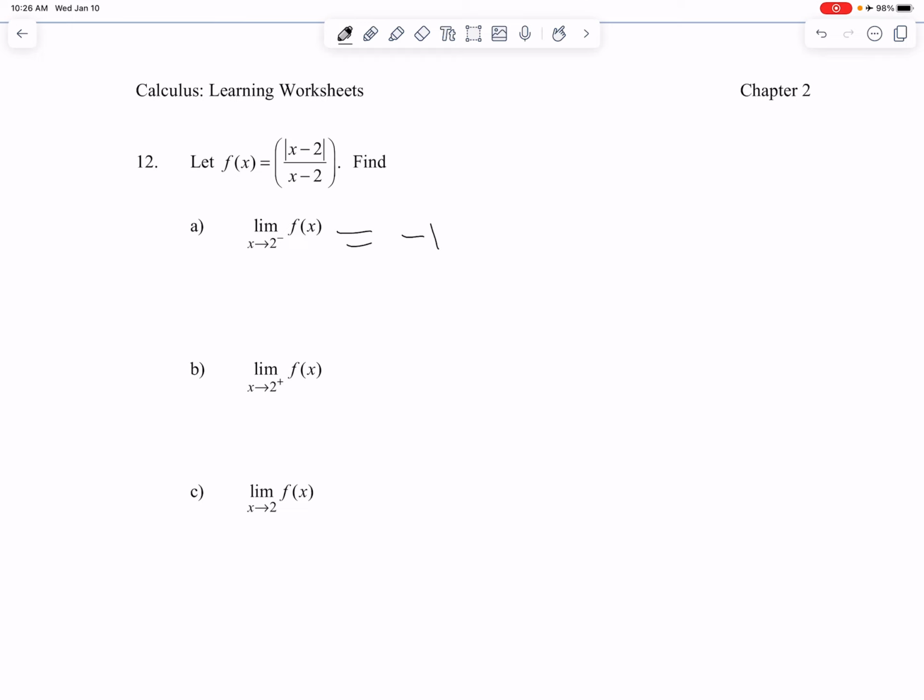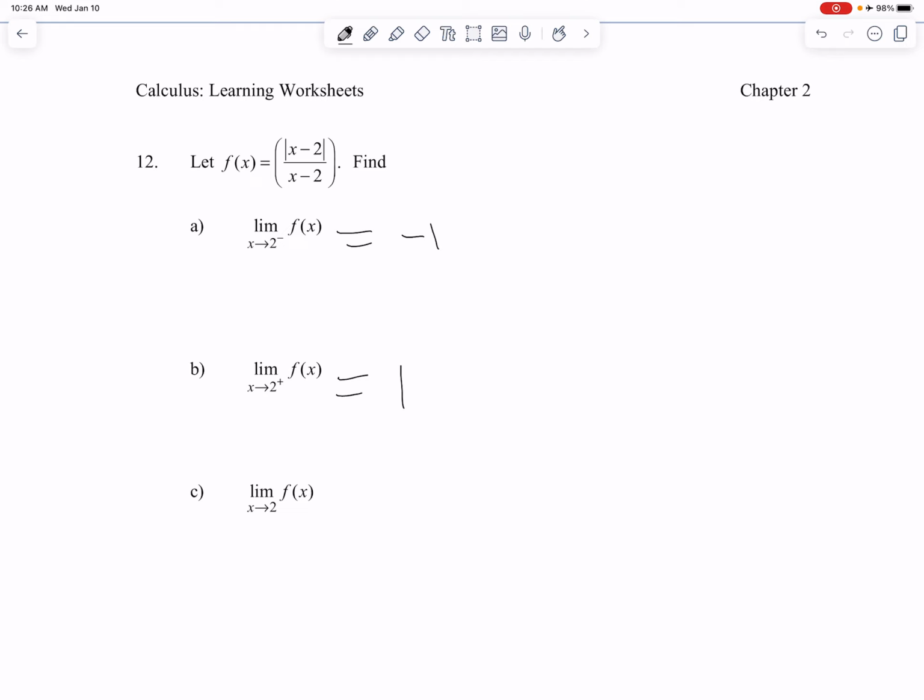Next, we're going to look at it from the right. So if we're going to 2 from the right, now we're looking at values that are greater than 2. Our numerator is going to be positive. It has that absolute value sign on it. Our denominator is also going to be positive because it has values greater than 2. If we take a bigger number than 2 and subtract 2 from it, we're still going to have a positive number. And since we're plugging the same value in on the numerator and the denominator, when we divide them, it'll just give us a 1. Since they're both positive, it'll be a positive 1.